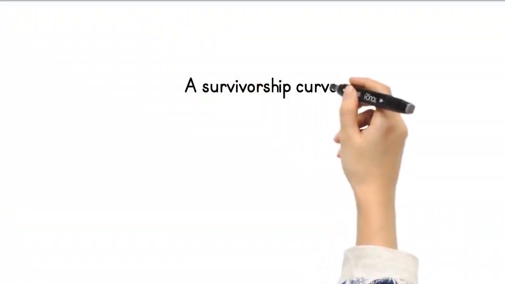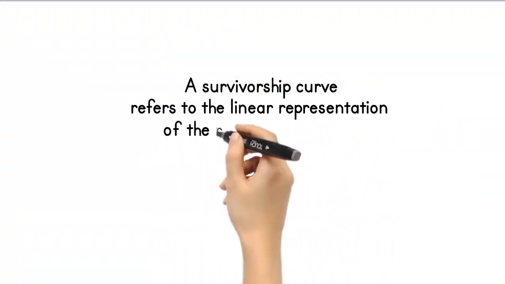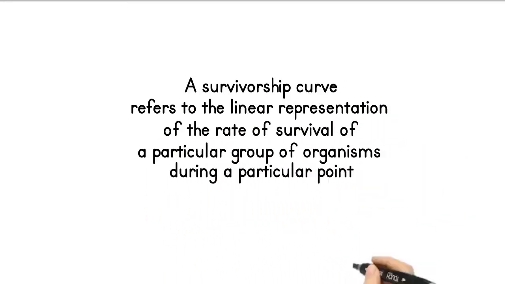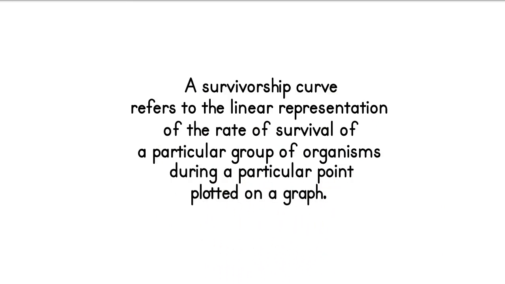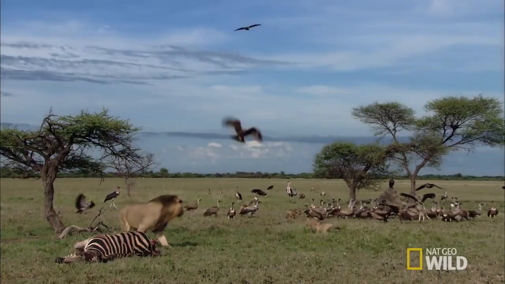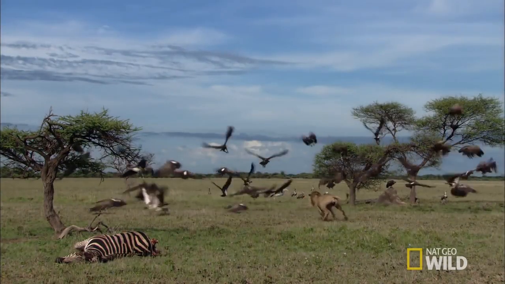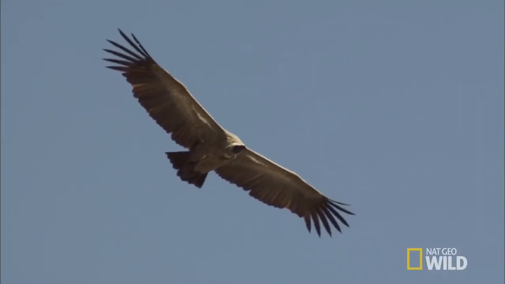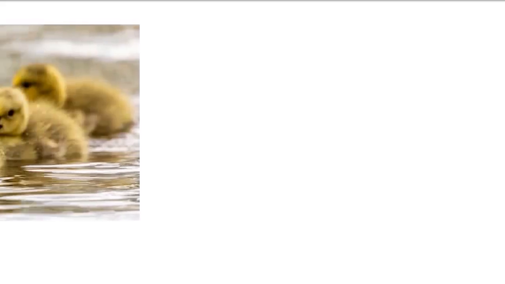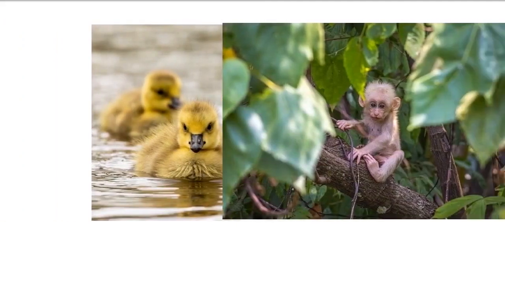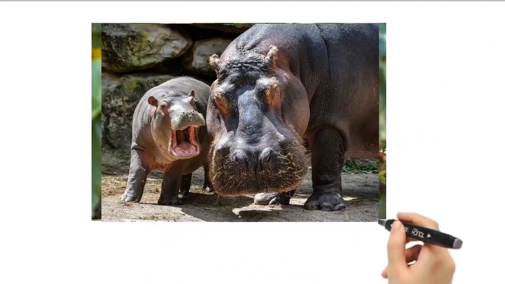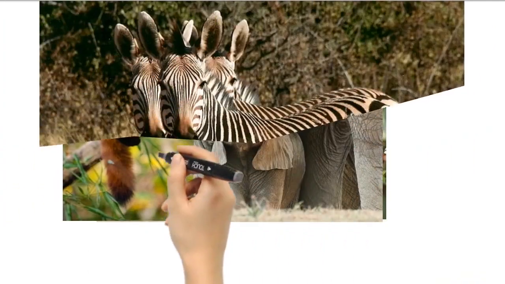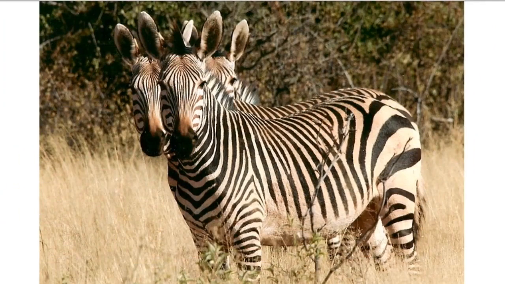Good day. A survivorship curve refers to the linear representation of the rate of survival of a particular group of organisms during a particular point in its lifespan when plotted on a graph. The curve tells the actual number or percentage of individuals that will survive at different ages, beginning from birth to any determined time of increment, like yearly, every 2 years, every 10 years, or every 25 years, depending on the life duration of the organism.